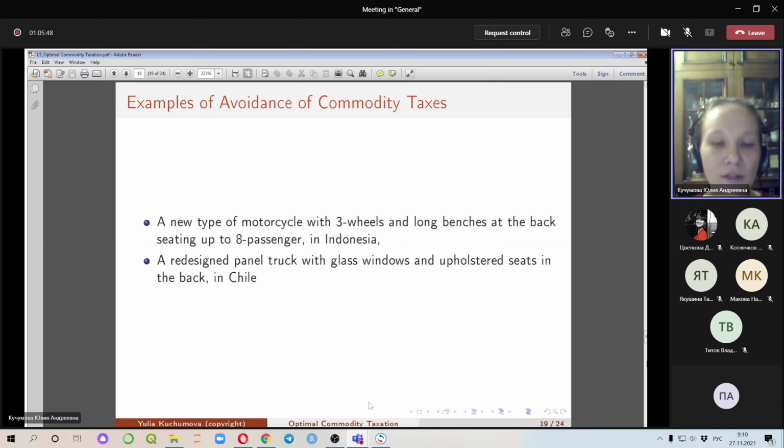In Chile, again, the car was taxed more than a truck, and as a result, a redesigned truck with glass windows and upholstered seats in the back appeared. Right? So we see that people are creative.